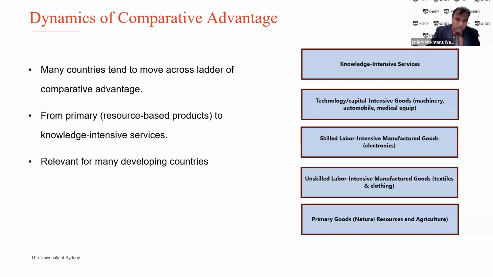So for Australia, what is happening? For Australia, we can see that Australia already has this comparative advantage in natural resources and mineral products. So in commodities, we have comparative advantage. We also have some advantages in terms of capital-intensive goods, and especially in medical equipment.